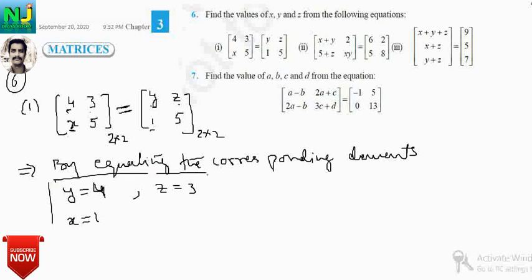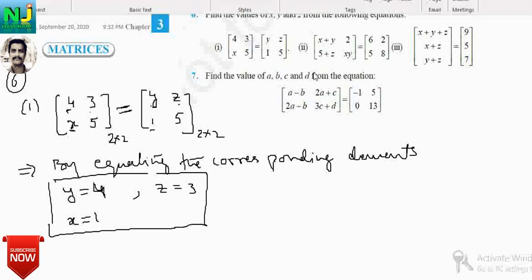What is the simple way we have to identify the unknown elements? x, y, z are the unknown elements. So on the other side of the matrix, the corresponding elements have to be written down. You have to write like this. So this is problem number 6, part 1. Now let us go to the next one. What is next? So next is very clear. Okay, clear?